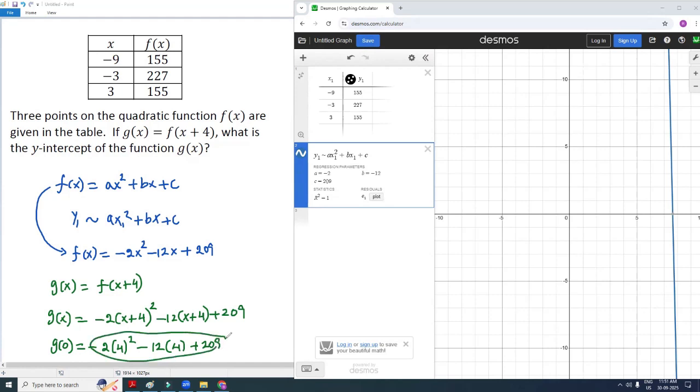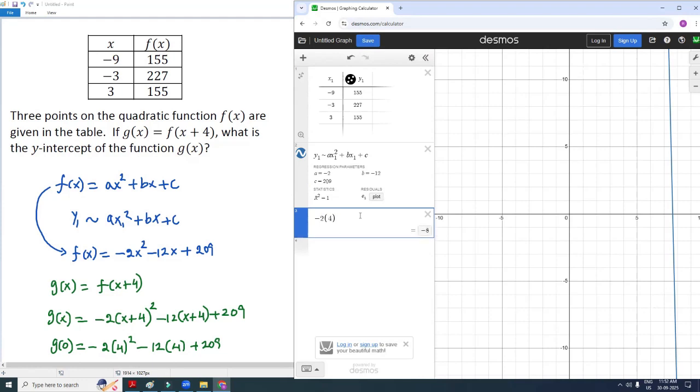Now let's evaluate the value of this expression using Desmos. Okay, here we have -2 times 4 squared. Let me give the input. And then we have -12 times 4 plus 209. Okay, here when I evaluate the value, I am getting 129. That is g of 0 is equal to 129.